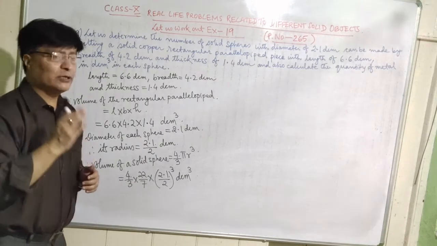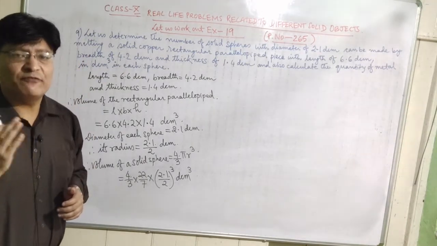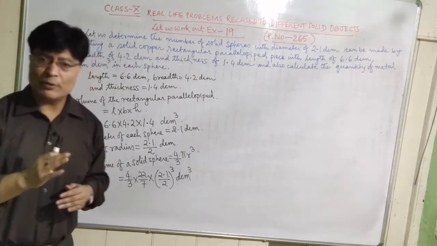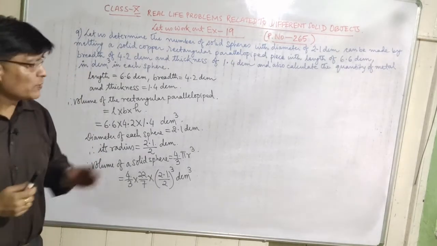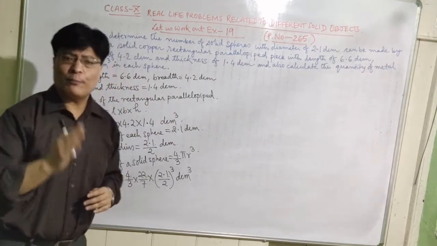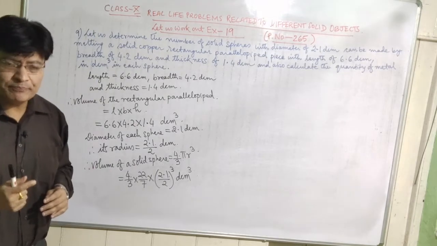Okay, now we have to find out the number of solid spheres that can be formed. You have to find out the number of solid spheres that can be formed. So how can you get the number of solid spheres that can be formed?